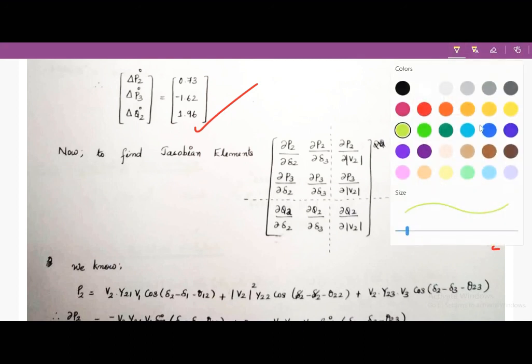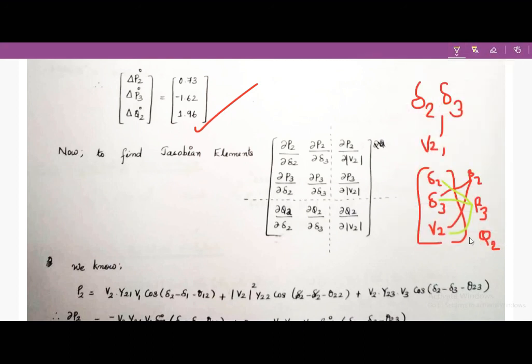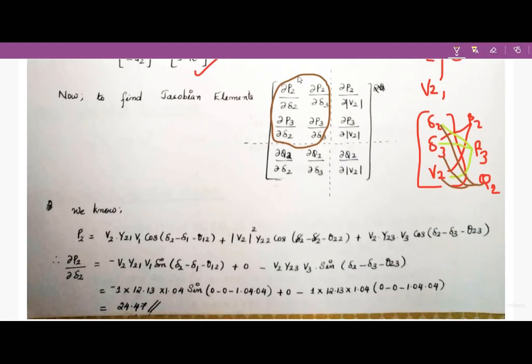Now, again, for the next function, dou Q2 by dou delta 2, dou Q2 by dou delta 3, and dou Q2 by dou V2. So this will be our Jacobian matrix, where this entire block will be your element J1, this will be your J2, this will be your J3, and this is your J4. Am I clear? Okay.